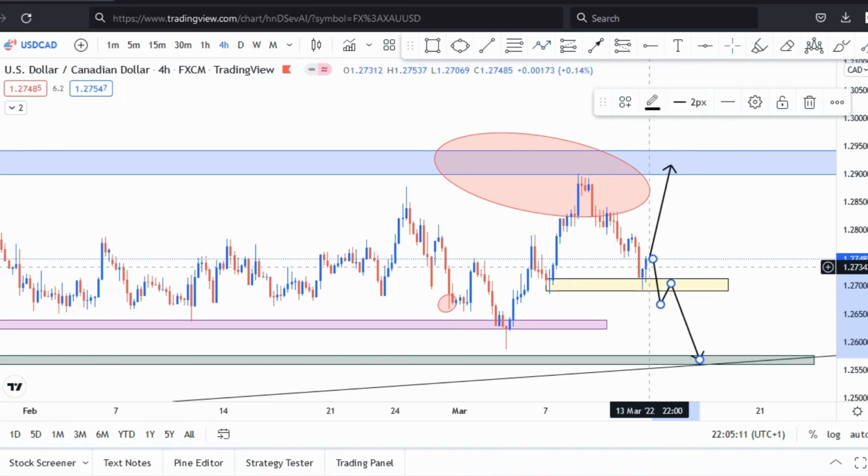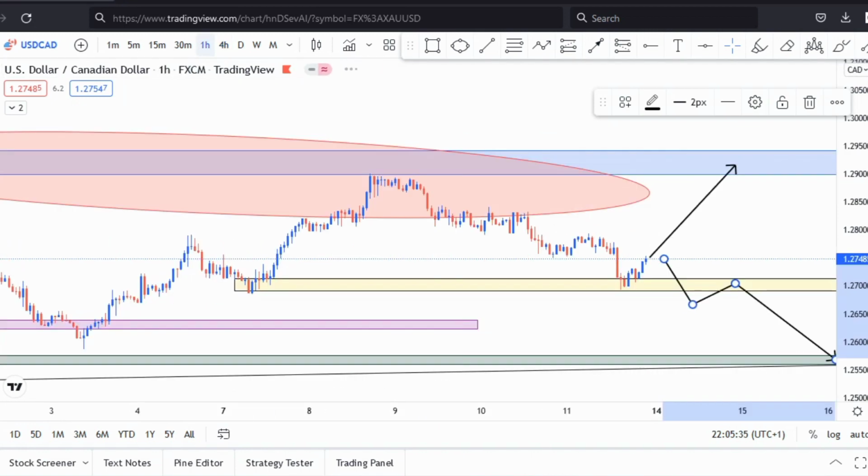So the plan would be, if price for some reason continues to the downside and breaks this zone here and closes below it, we can just wait for a quick retest, take our sell trades from here all the way down to the downside here for a very quick trade. And if not, we can wait for price to get to this resistance level here.